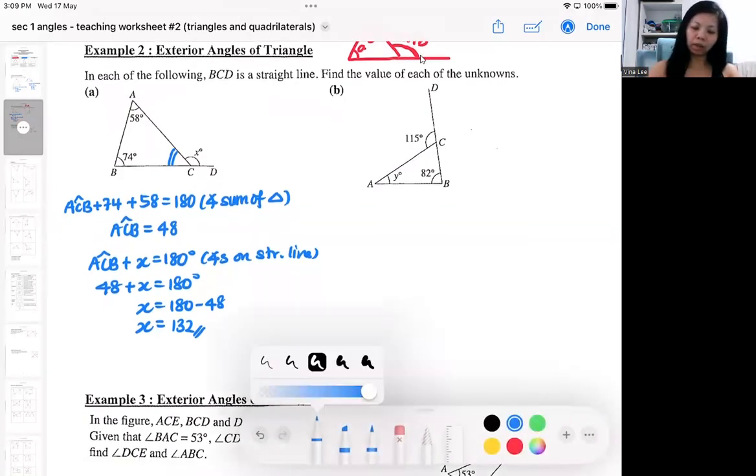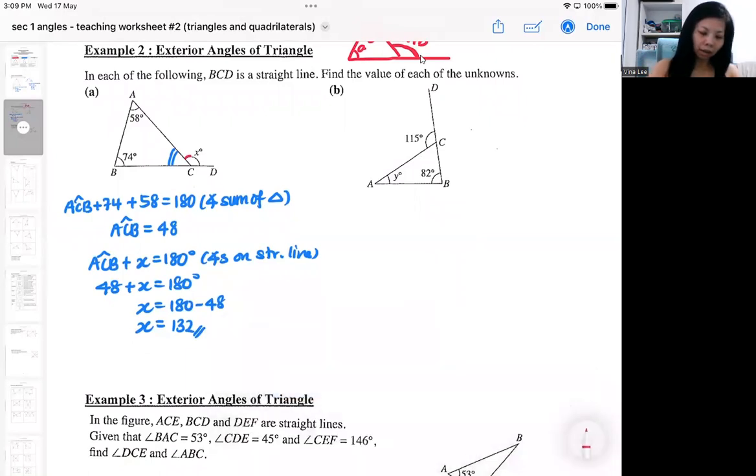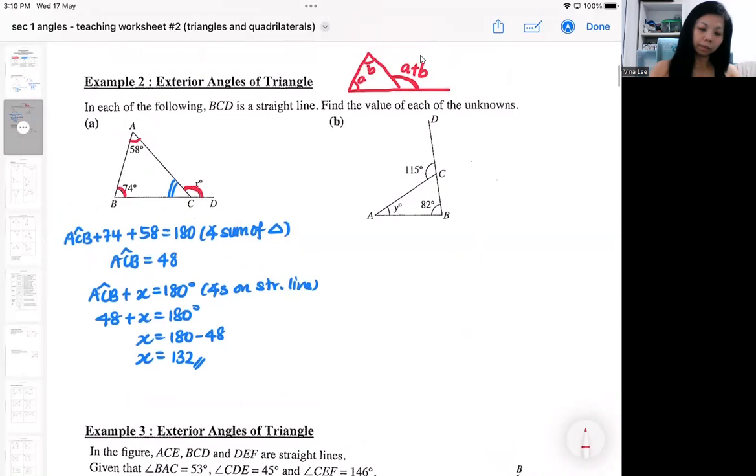However, if I'm going to use the exterior angle, x is the angle that is outside the triangle. It will be equivalent to the sum of the opposite two. That means if I add these two, I will be able to get my x. So if I use exterior angle, I simply say that x is 58 plus 74. Exterior angle of triangle.